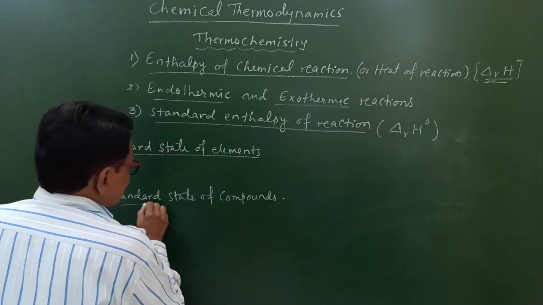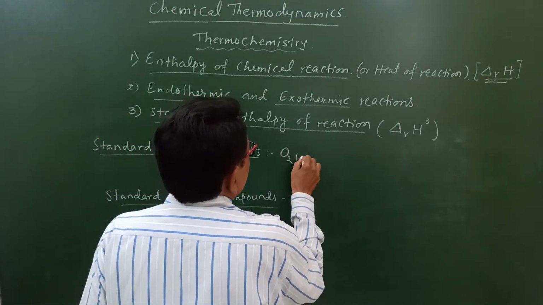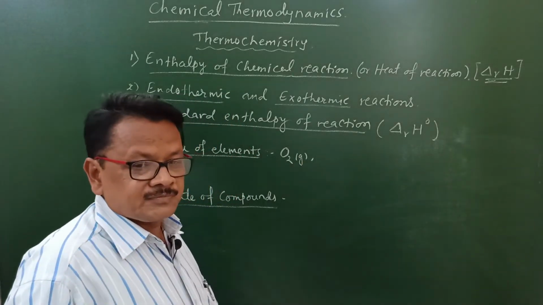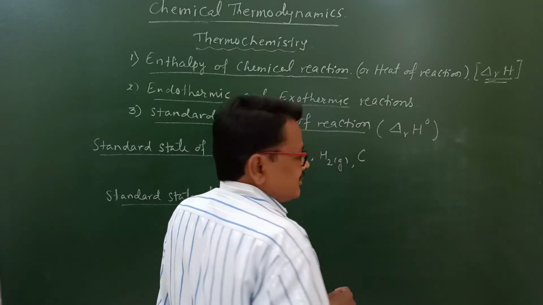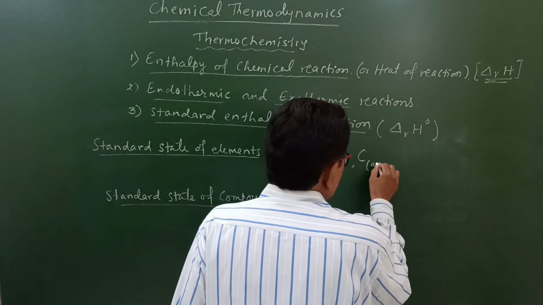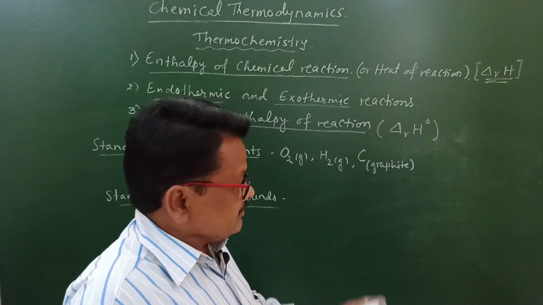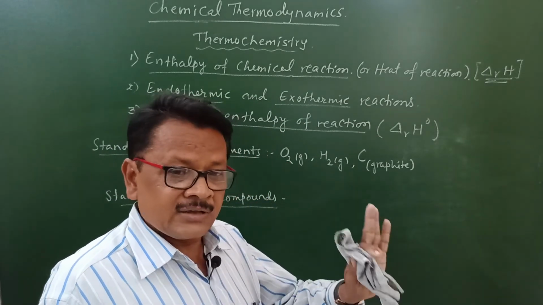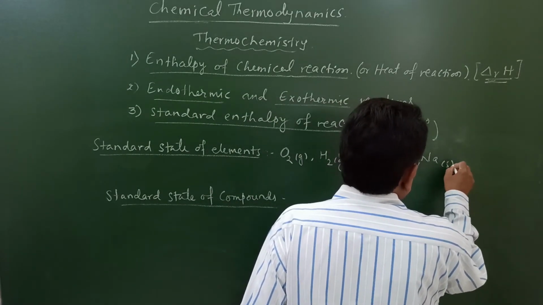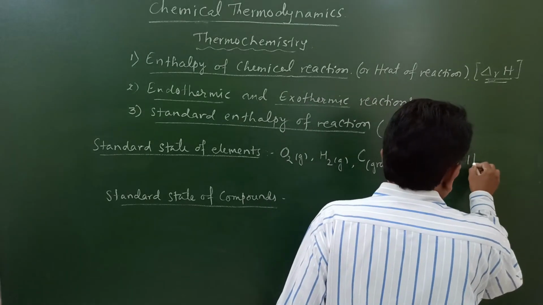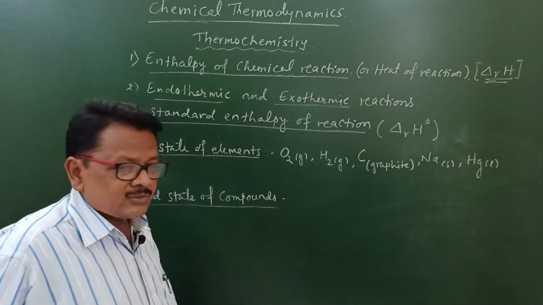In the standard state of elements, O2 is definitely present in the gaseous state. H2 is also present in the gaseous state. Carbon, C, is present in the graphite state. We keep in mind that the standard state of carbon is graphite; in that state carbon is always stable. Sodium is present in the solid state. Mercury, Hg, is always present in the liquid state. So these are the standard states of the elements.